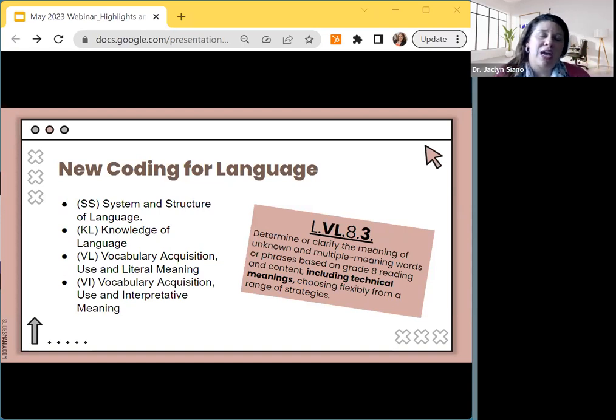So for language for K through 12, again, not foundational skills, the new coding is you have SS for system and structure of language, KL for knowledge of language, VL for vocabulary acquisition, use, but literal meaning, and then VI for vocabulary acquisition, use for interpretive meaning. So this is an example of an 8th grade language standard for VL, which is literal meaning of vocabulary. Again, the wording, if you look at the beginning, determine and clarify the meaning of unknown and multiple meaning words, that was always there. They've just added some more depth into there to cover the companion standards that they got rid of.